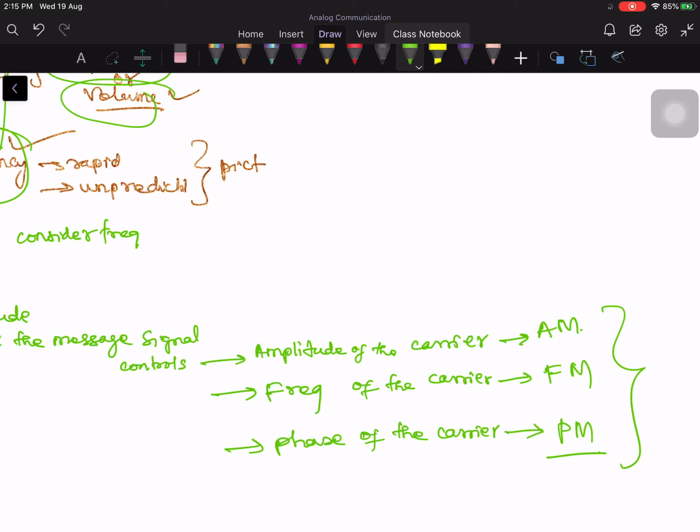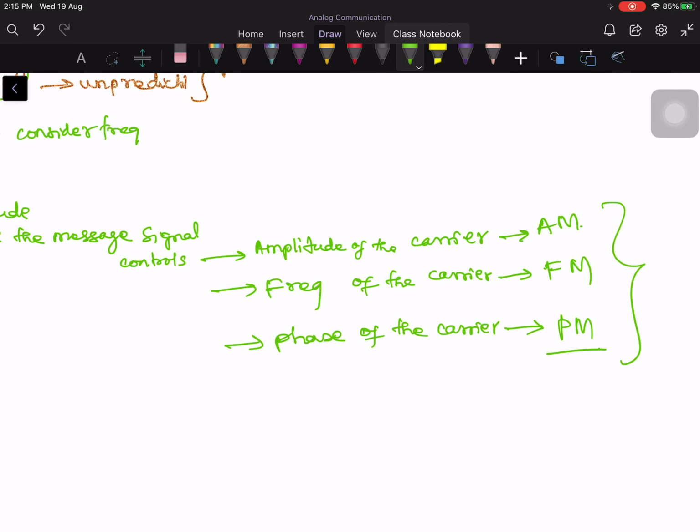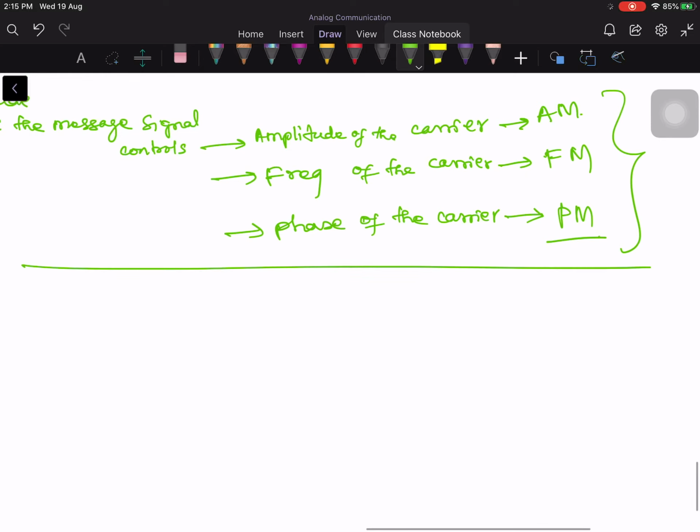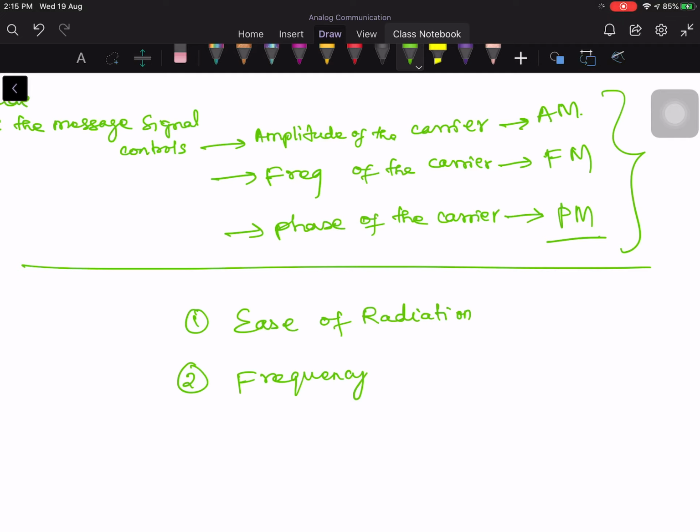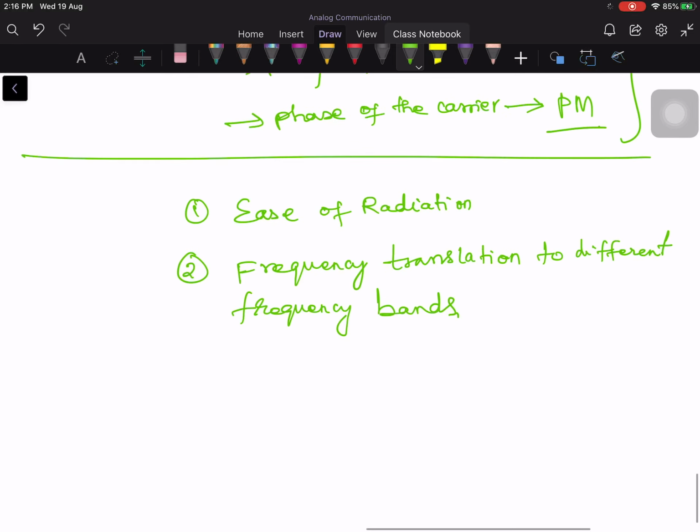So in this fashion, enough information about the instantaneous amplitude and frequency is transmitted to enable the receiver to recreate the original message. Okay, so let me summarize this lecture. The need for modulation: the first one is ease of radiation. So easily you can radiate. Then the second point is frequency translation to different frequency bands, so that you can occupy or transmit simultaneously many message signals from different users. So this process is called multiplexing.